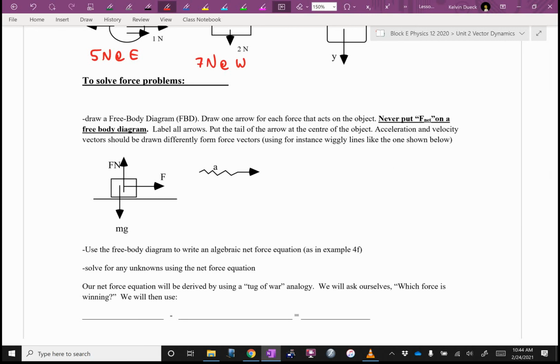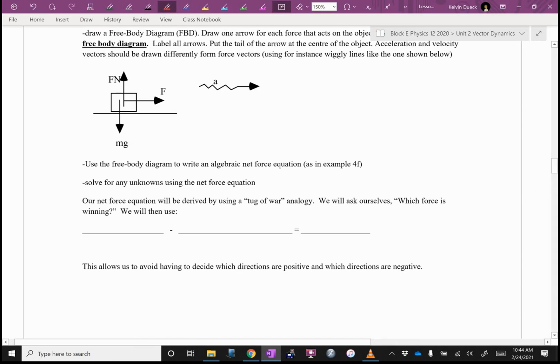My friend who created these notes, it's actually a prof from Kwantlen, whose notes I kind of have modified. He also puts acceleration and velocity vectors, but he draws them differently. So he uses a squiggly line for acceleration, and he uses a dotted line for velocity. I keep my free body diagrams pristine. I only put forces on them. It's just me being me. So if you want to add extra stuff, you can. I'm not going to take marks off. Come up with your own system that works. So we're going to use it to write an algebraic net force equation like we did in 4F, which we called winner minus loser, but we're going to get a little more complicated this year, but not much.